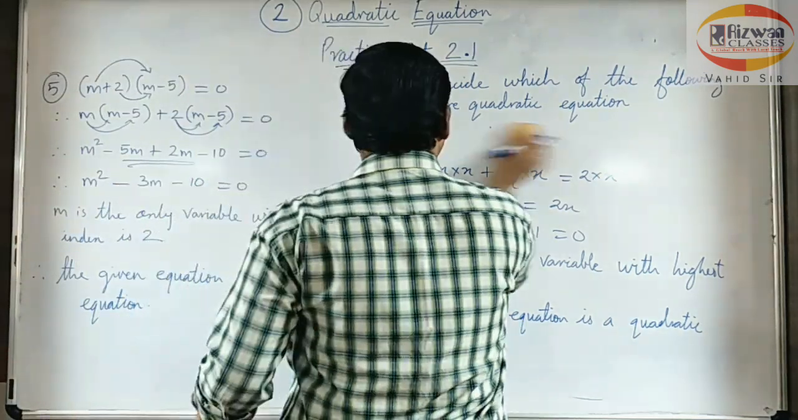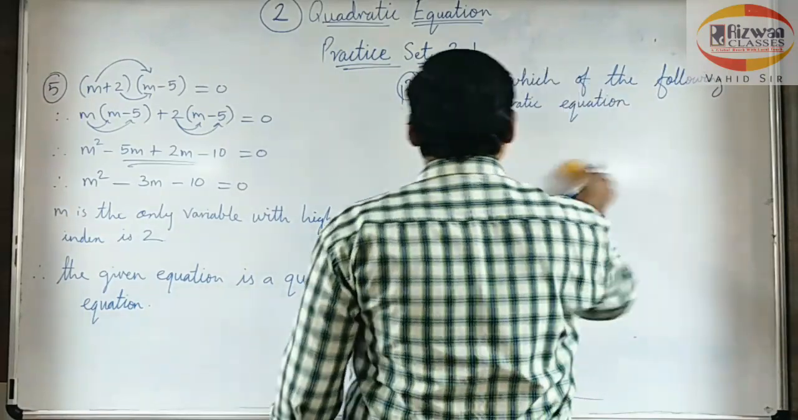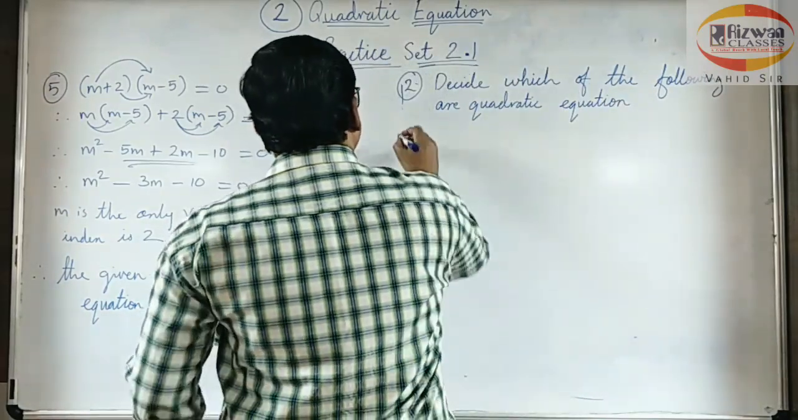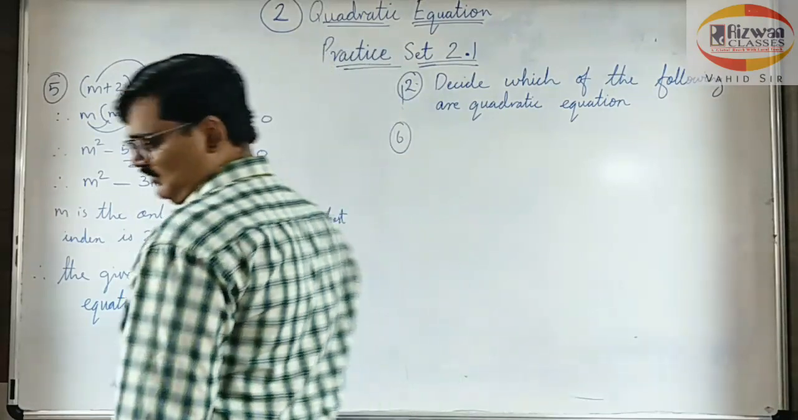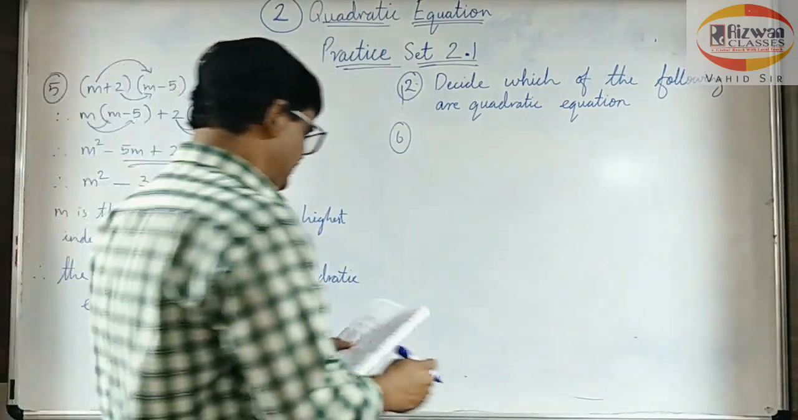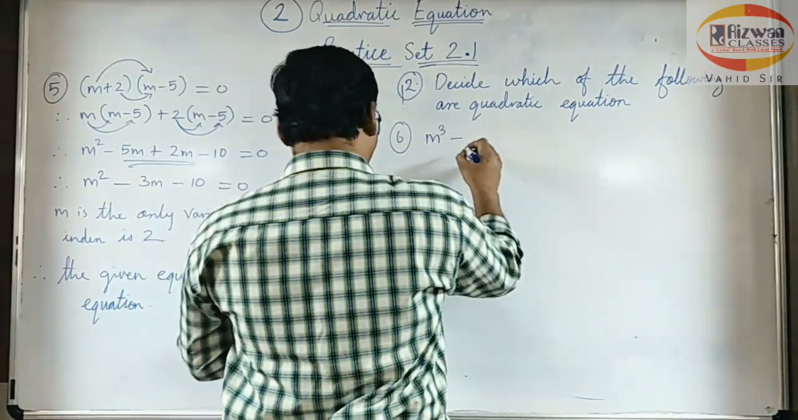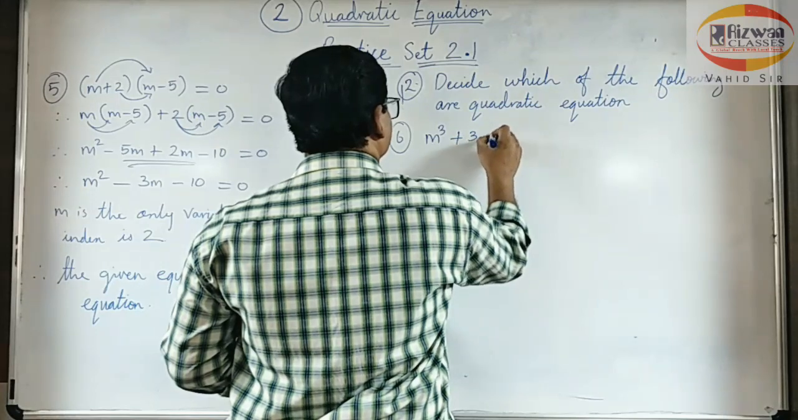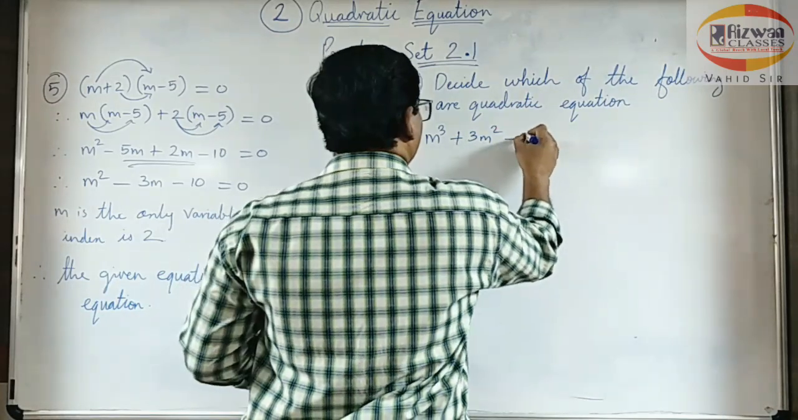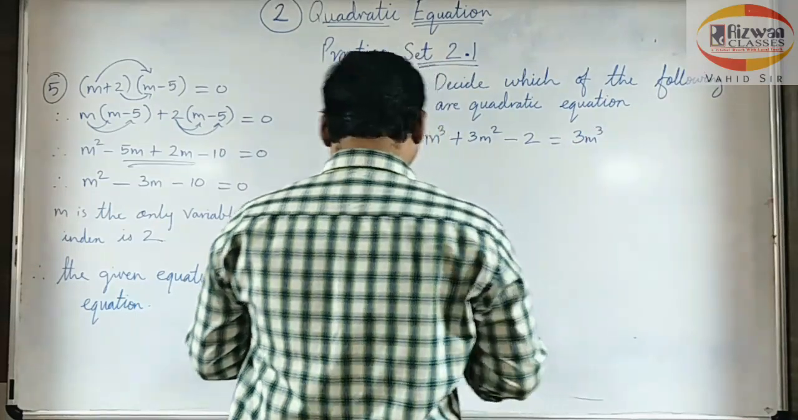Now we have to go to question number 6. Question number 6 of this second question. If you check this out, it's also a very simple one. In this case, the equation is m cube plus 3m square minus 2, and that is equal to 3m cube.